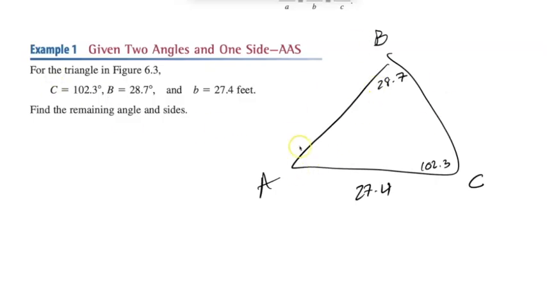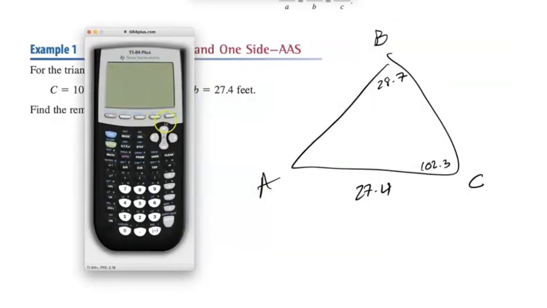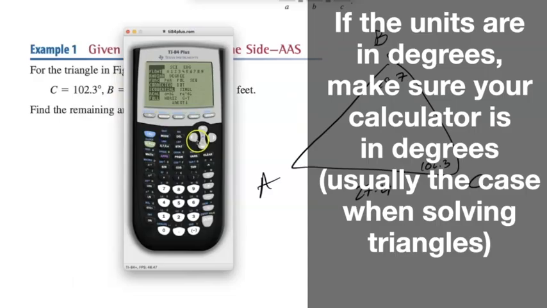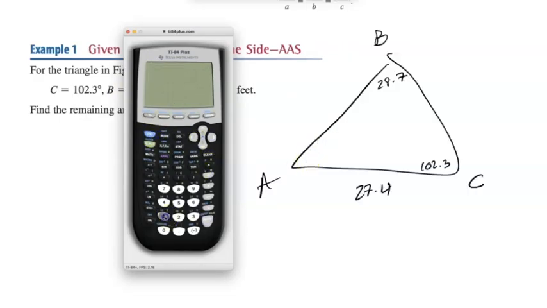First, you can find the missing angle right there. We want to use a calculator on these problems. You want to make sure you're in degrees, because the angles are all in degrees. I didn't write it there, but there you go. Hit mode, make sure I'm in degrees. First thing I'm going to do is find my missing angle A. All triangles have 180, so we subtract off 102.3 and 28.7, and we get 49. So this angle here is 49.